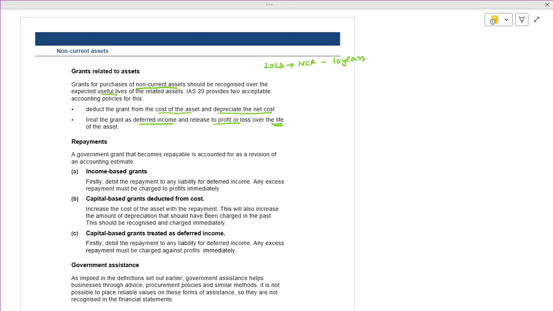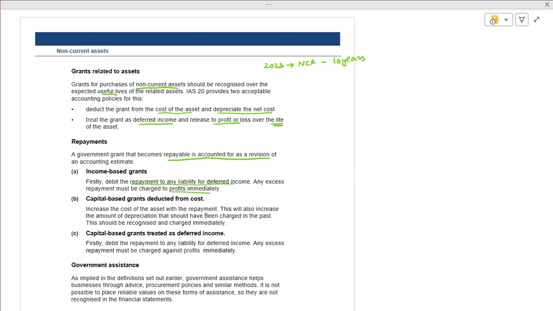A government grant that becomes repayable is accounted for as a revision. If a firm is not fulfilling the requirements, definitely there will be a clause in that grant that it has to be repaid. In that case, what will happen? It is as simple as debiting the repayment to any liability for deferred income. Any excess must be charged to the profits immediately. There are various things.